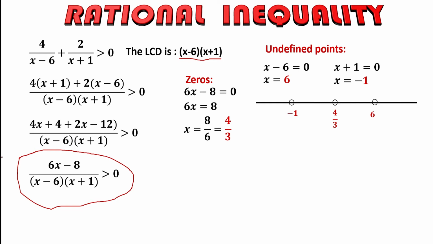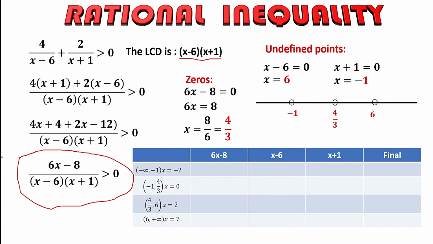-1, 4/3, and 6. When you create this line, you create this table. The columns of the table are formed by the three factors: 6 minus x, x minus 6, and x plus 1. In the first column, you write the intervals, which you get from this line.